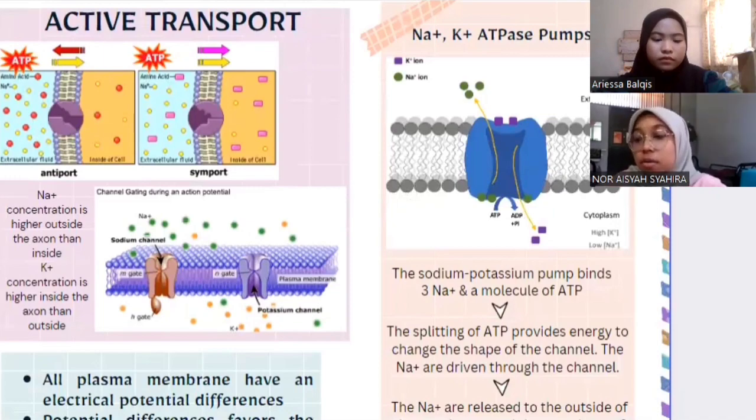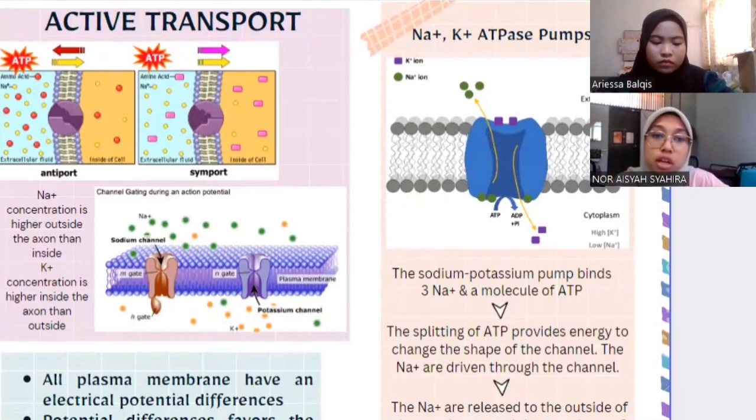Active transport: almost all plasma membranes have an electrical potential difference across them, with the inside usually negative with respect to the medium. This potential difference favors the entry of positively charged ions into the cell, but opposes the entry of negatively charged ions.